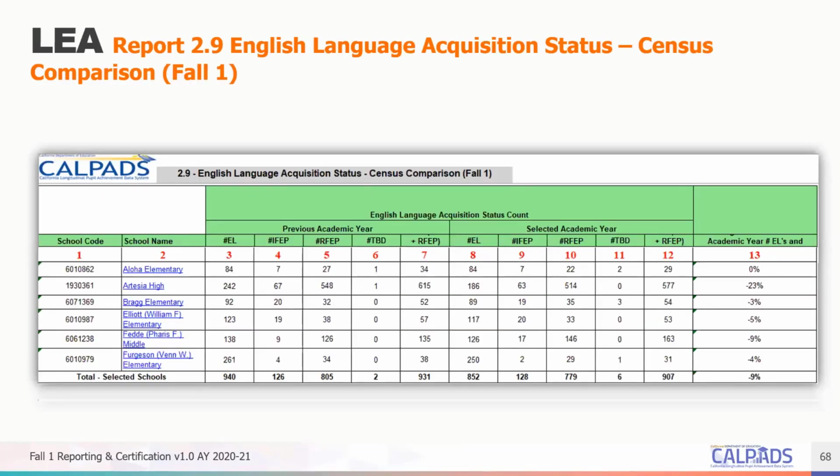2.9, English language acquisition status, census day comparison. So from census day to census day, the count of your English language acquisition statuses. It's just a comparison from one year to the next. How many ELs you have this year, how many you had last year.